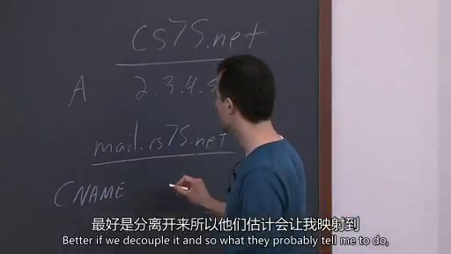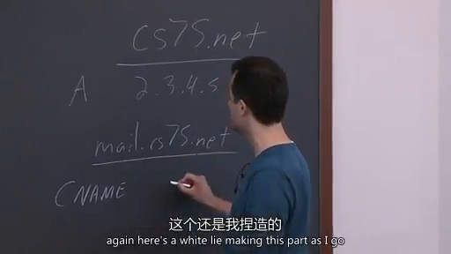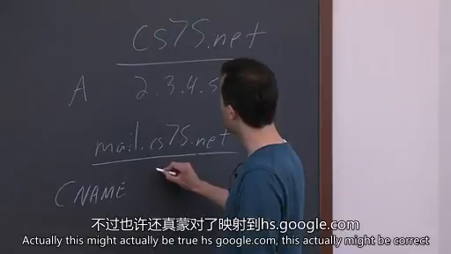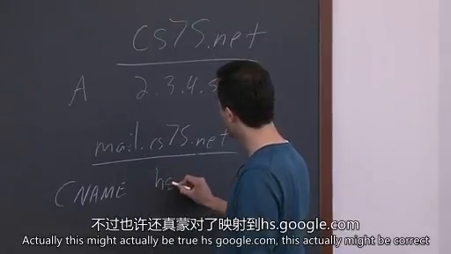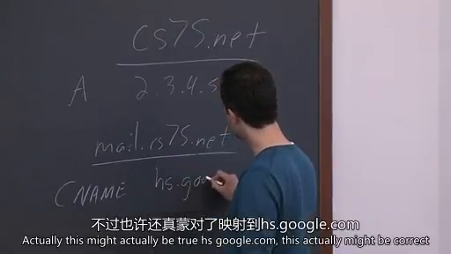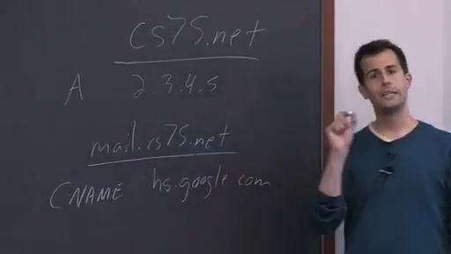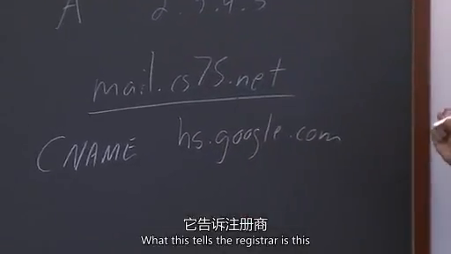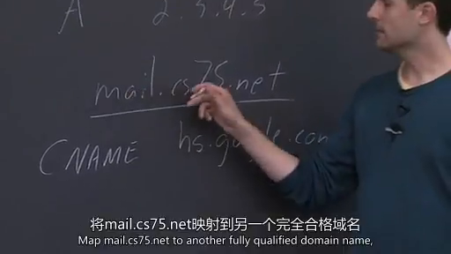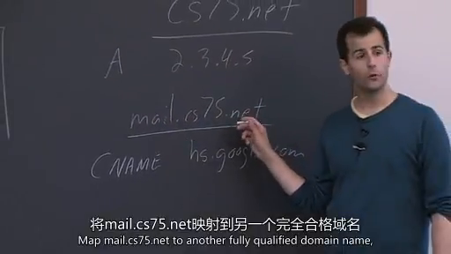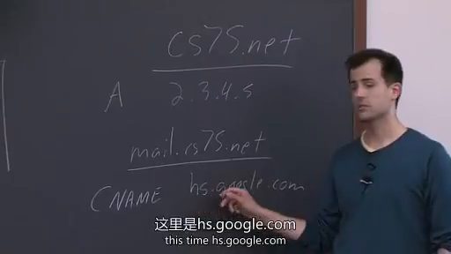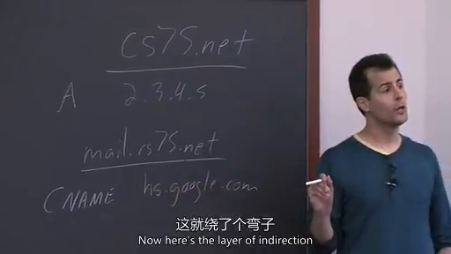And so what they'll probably tell me to do is, again, here's the white lie, because I'm making this part up as I go. Actually, this might actually be true. hs.google.com, this actually might be correct. Hostingservices.google.com. What this tells the registrar is this: map mail.cs75.net to another fully qualified domain name, this time hs.google.com. Now here's the layer of indirection.